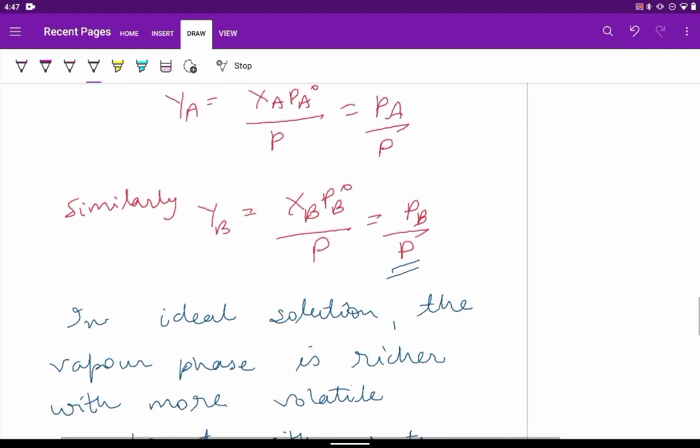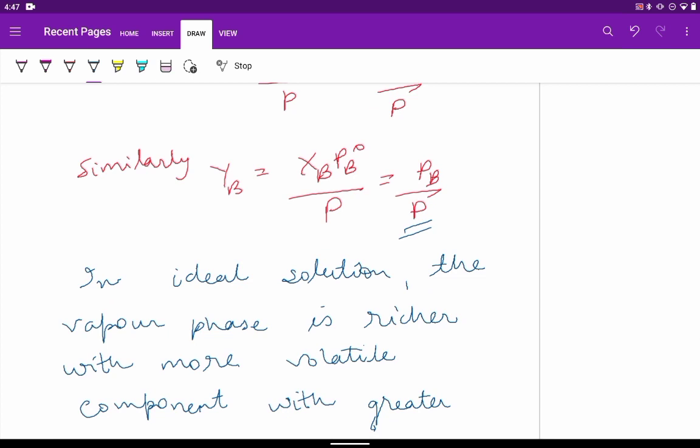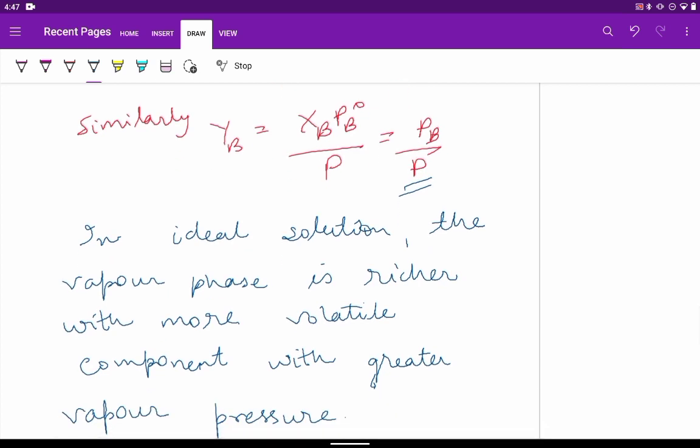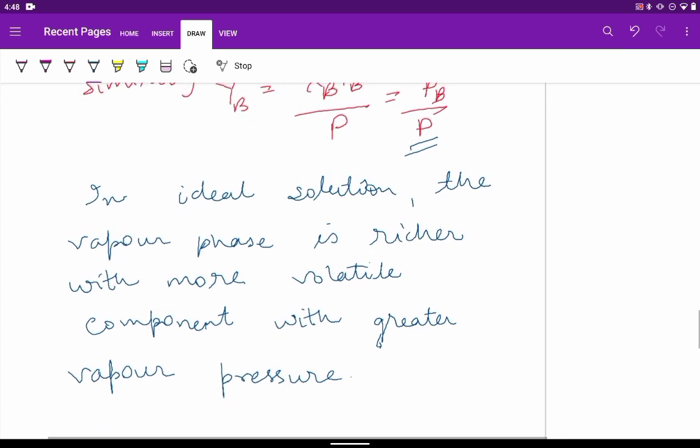So we can say that in case of an ideal solution, the vapor phase will be richer with the more volatile component. If the component is volatile, it will have a greater vapor pressure. So in an ideal solution, the vapor phase is richer with the more volatile component with greater vapor pressure.